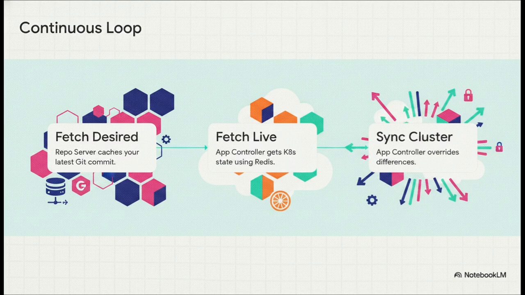It detects a difference. Say someone hopped in and manually tweaked a node configuration. It instantly leaps into action, overriding that manual change and syncing the cluster right back to the exact state the repo server fetched in step 1. Boom. That is the true magic of continuous auto-healing in GitOps.